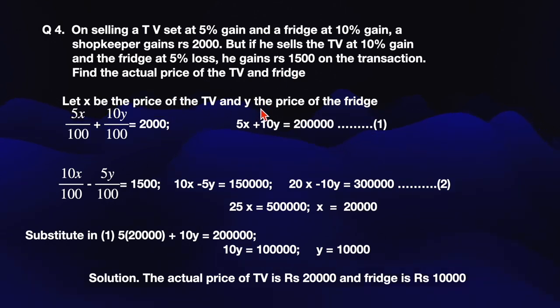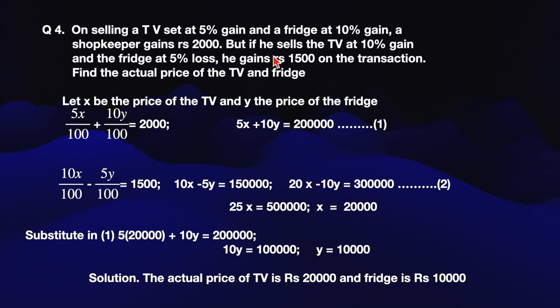Okay, so you got x and y. Now that is the price. So 5% gain, that means what? 5 upon 100 into x plus 10% gain, so 10y upon 100, and the total gain is 2000. So this gain plus this gain is equal to 2000. Simplify this, you get the first equation.